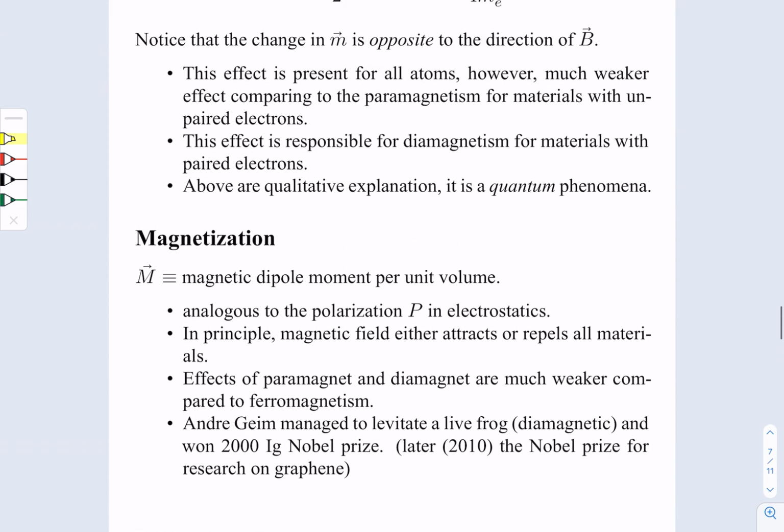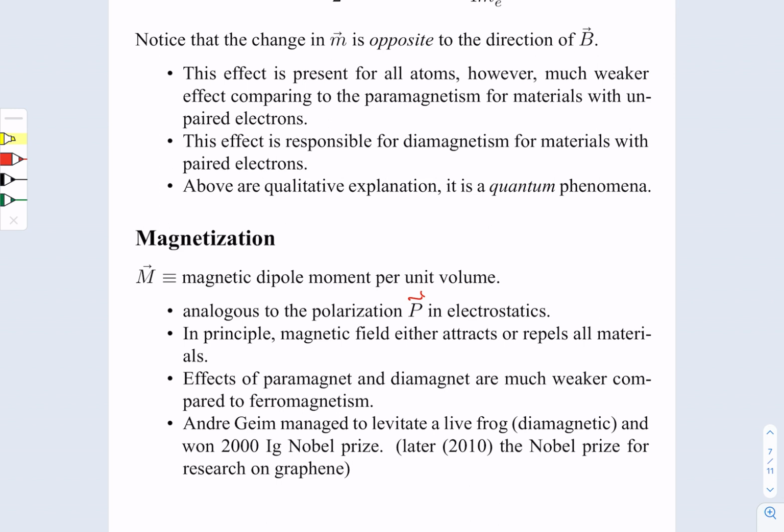So now we can try to summarize what we have. Just like what we did in the electrostatic case, we can also define the magnetic dipole moment per unit volume as this m vector, the magnetization, and this is similar to the p vector here.